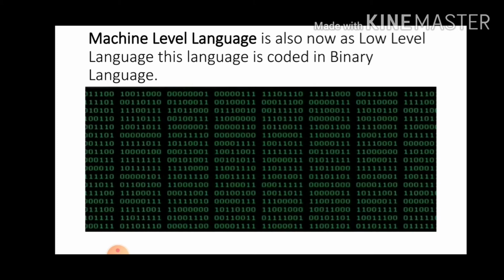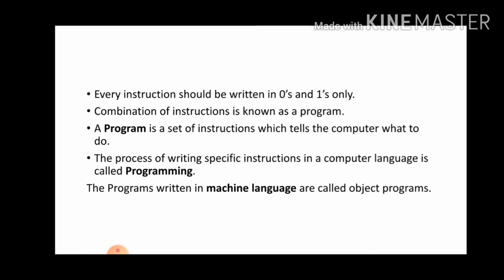So in whichever language we write, there will be an interpreter or compiler that converts our language into machine understandable language, that is zeros and ones always. Whatever we write, those instructions are all converted into zeros and ones, okay? So a combination of instructions is known as a program. These instructions that we are writing are known as a program, okay?